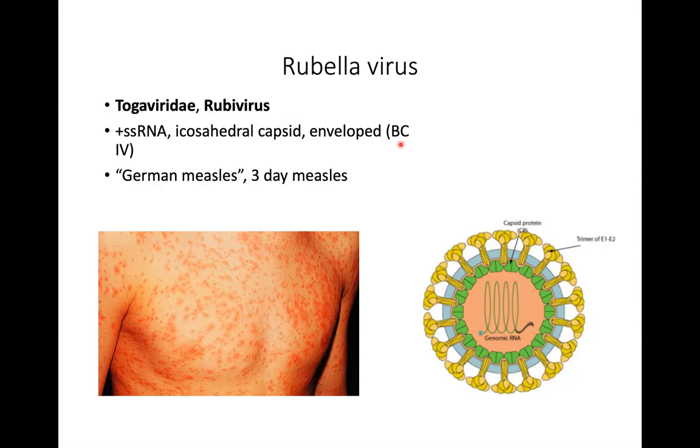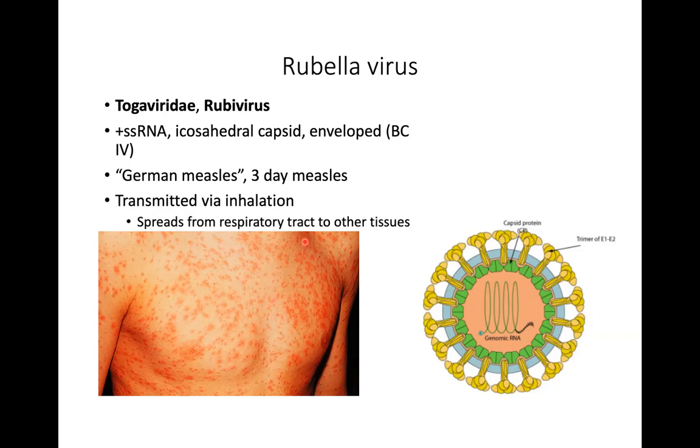So this has a couple of names. It's often called German measles or 3-day measles. If you look at the rash it causes, it's pretty similar to the rash we saw in our measles patients, these small raised red dots on the trunk of the body. And like with measles, it is transmitted via inhalation. So you inhale it, but it can spread from the respiratory tract to other tissues, right? So it goes to the epidermis where it causes this rash, and it can infect other tissues as well.